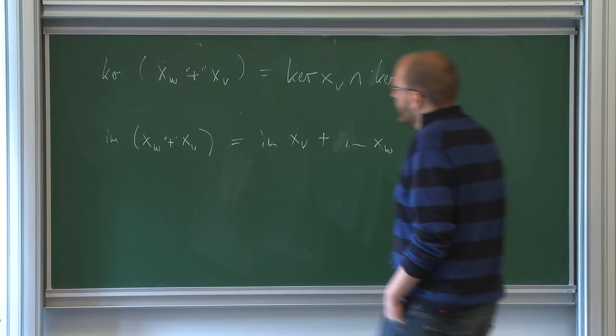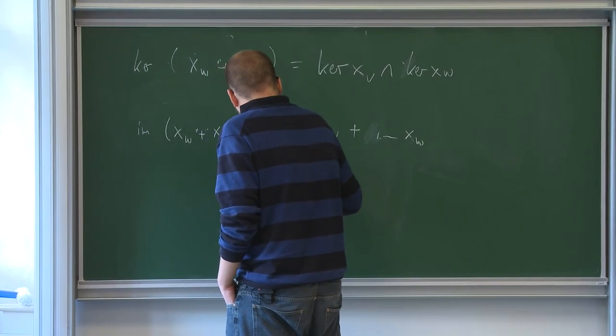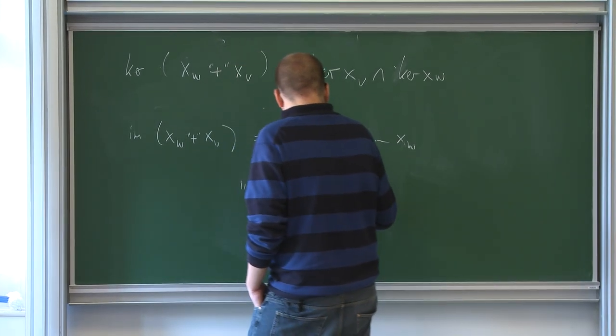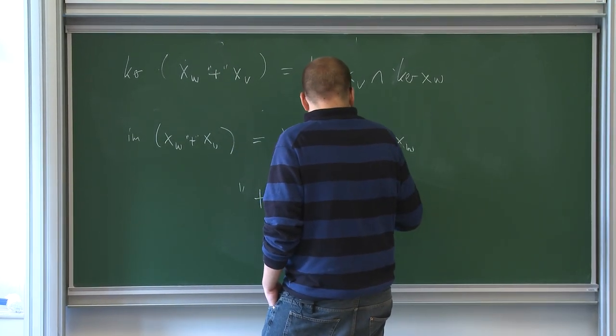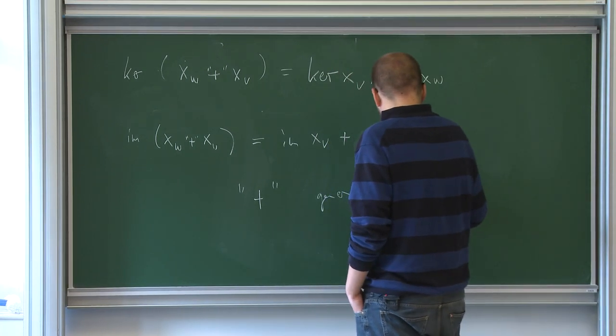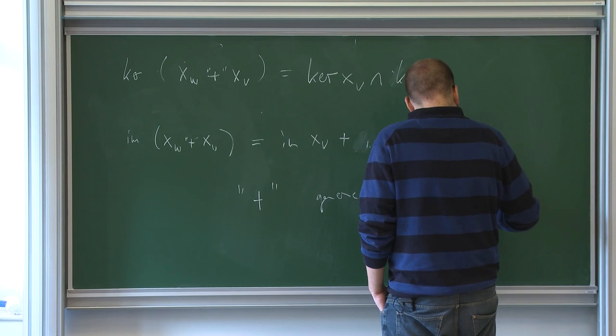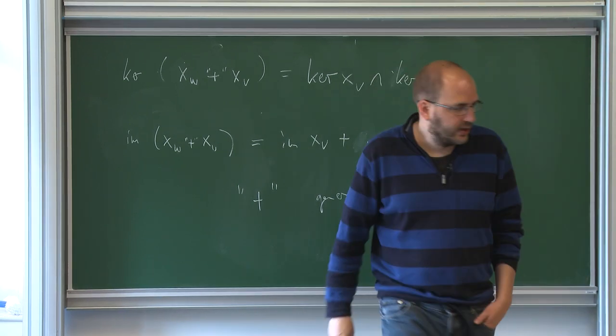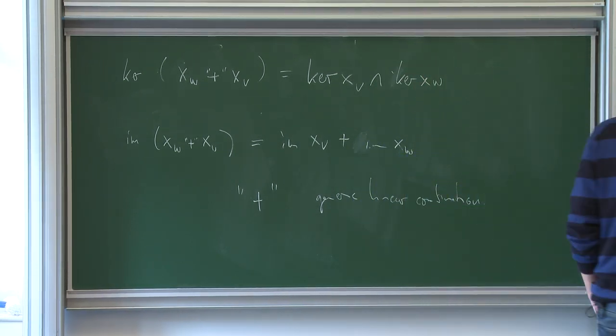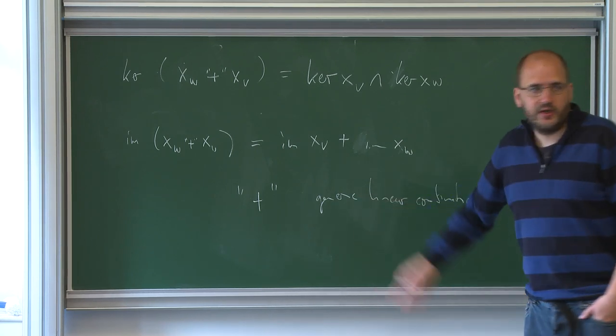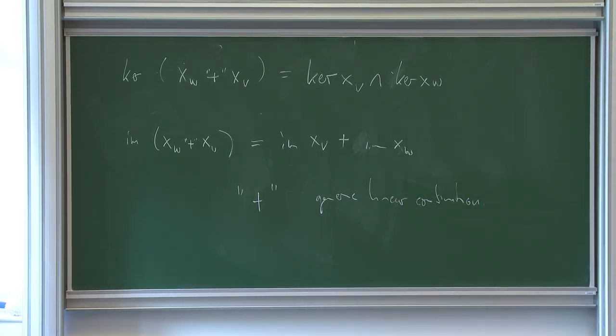And again, here this plus in quotation marks means generic linear combination. So, how do I describe a generic linear combination? This is where a very basic and simple lemma by Kronecker comes in.